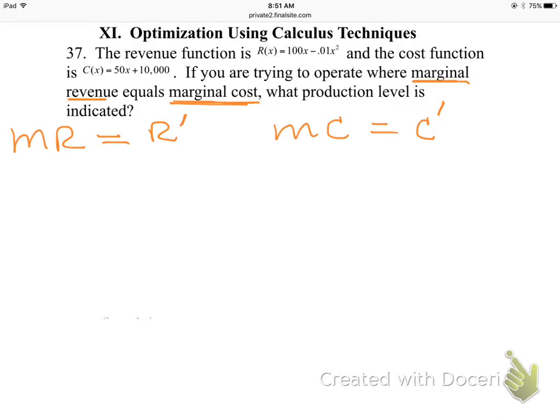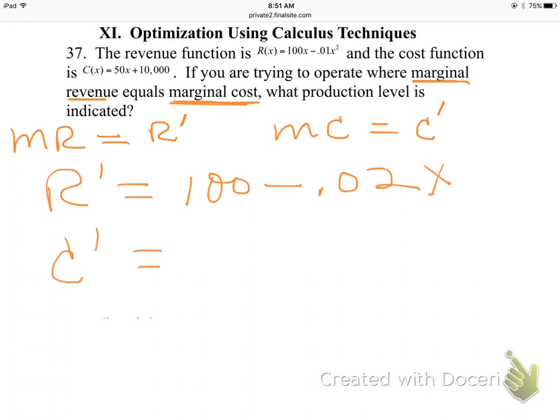Okay, so let's get to work. R prime is just going to be 100 minus 0.02x, right? Okay, that's R prime. And then C prime is just 50.